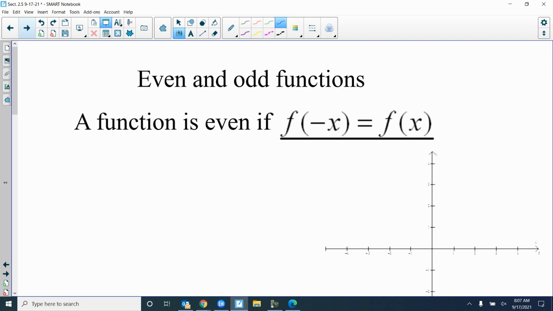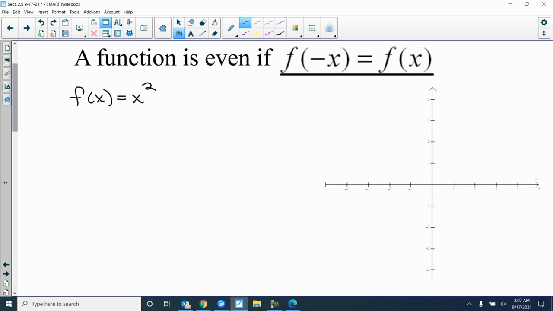I think the easiest way the first time is just to give you an example of an even function. An even function is f of x equals x squared. Let's graph that over there to the right. You know it's a parabola, and you know it opens up. Negative 2, 4; negative 1, 1; 0, 0; 1, 1; 2, 4. The parabola opens up in this case. What is that symmetric about?